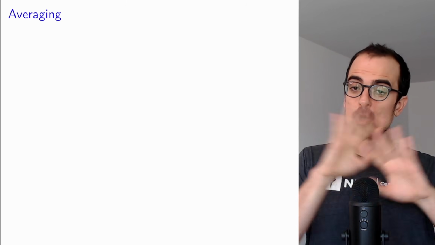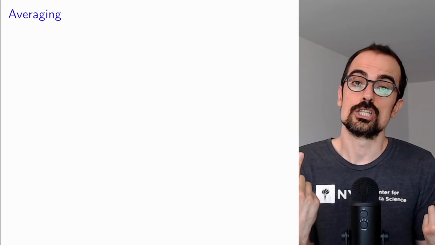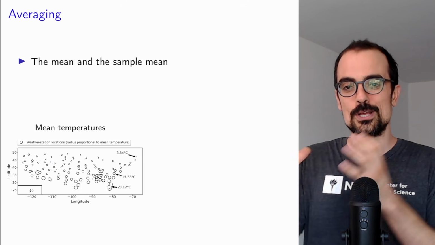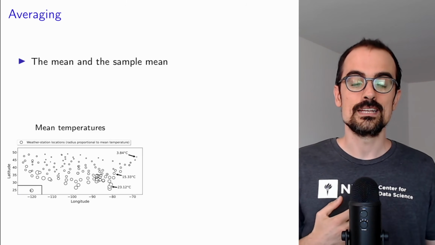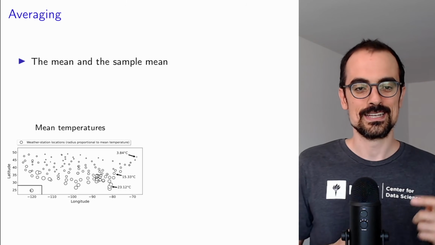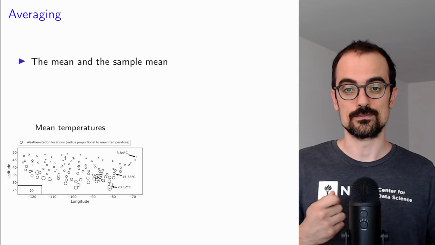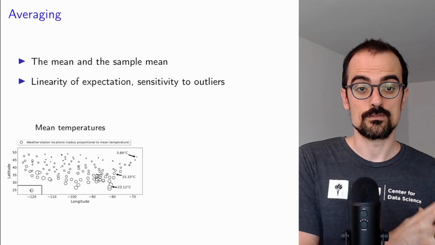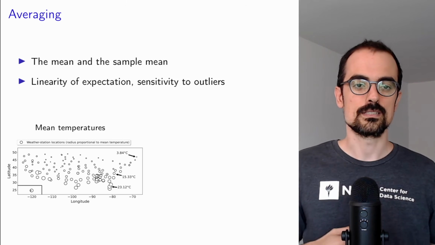We use averaging all over the place in data science, and because of this, it's critical to define an averaging operation that we can apply to random variables, and that averaging operation is the mean. Then we call the sample mean what we do to estimate the mean from data, but that's just an average. And here you see the mean temperatures in the United States, which show you that it's much warmer in the south than in the north, as you might imagine. The radius of each marker is proportional to the mean of the temperature at that location. The mean has very important properties such as linearity of expectation and also its sensitivity to outliers. Here an alternative would be the median that is not as sensitive.